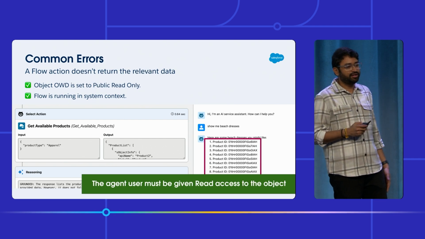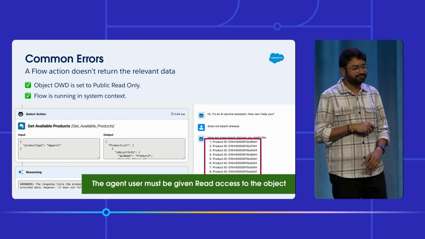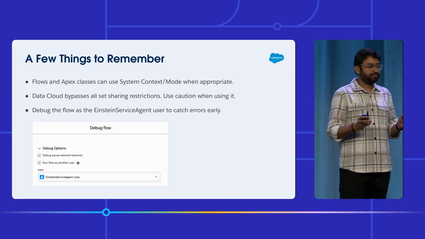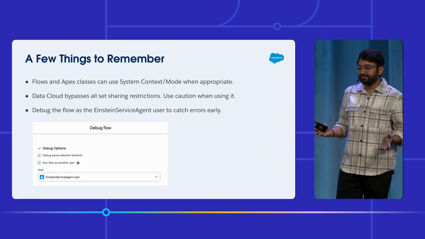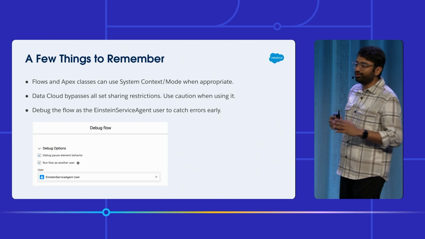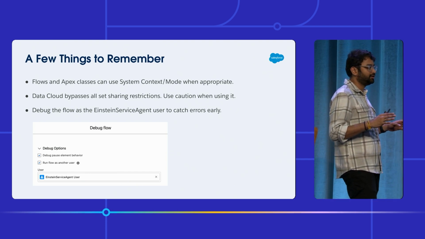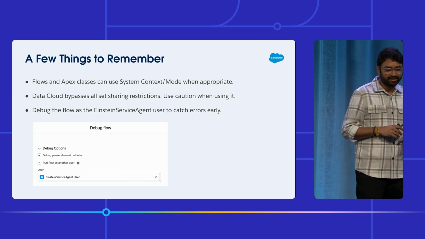So these are some common errors that I personally ran into, so I've just put it on there. Now, a few things to remember. Flows and Apex classes, we can't stress this enough. Run it in system mode only when appropriate. Don't think of it like a foolproof solution to bypass all the errors that you have.